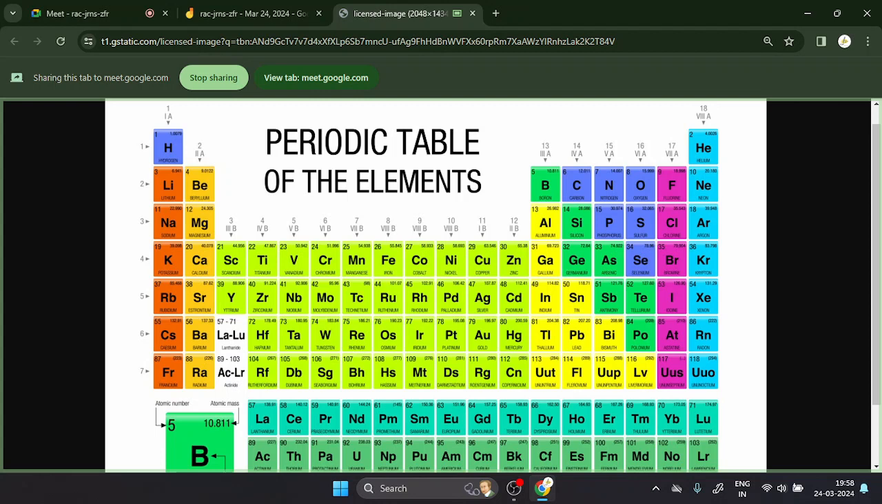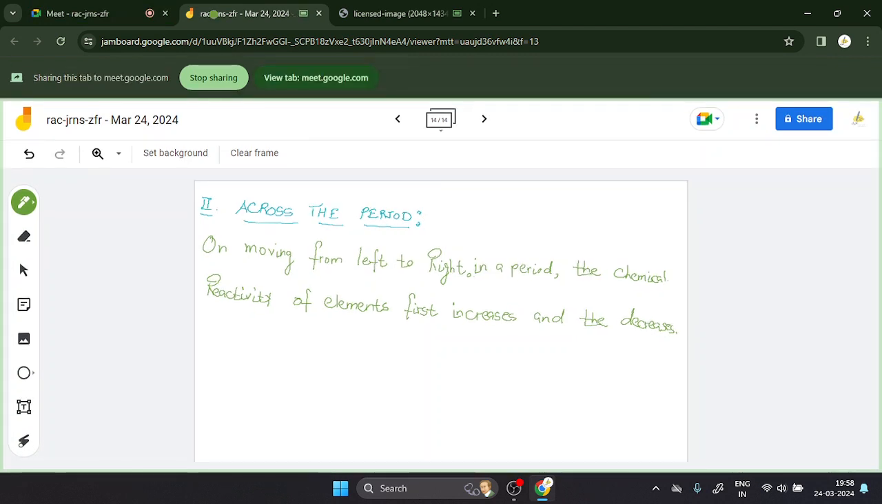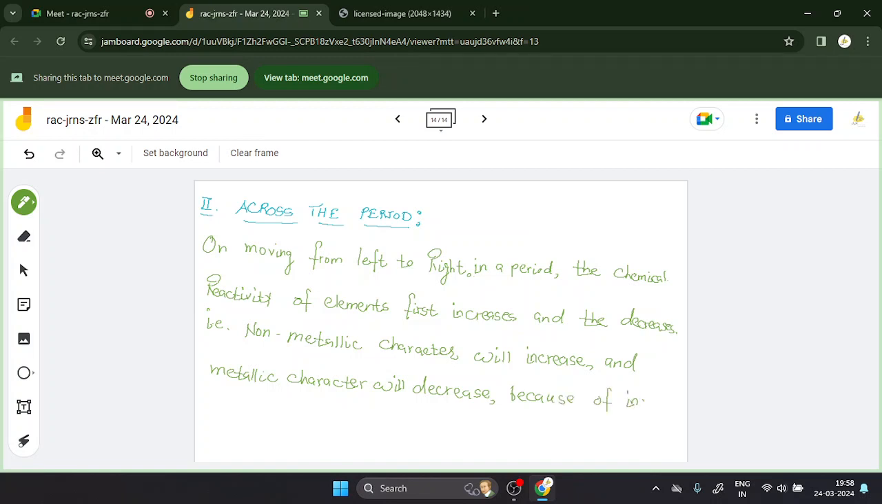Non-metallic character increases. I am writing here, that is non-metallic character will increase, and metallic character will decrease because of increase in nuclear charge.